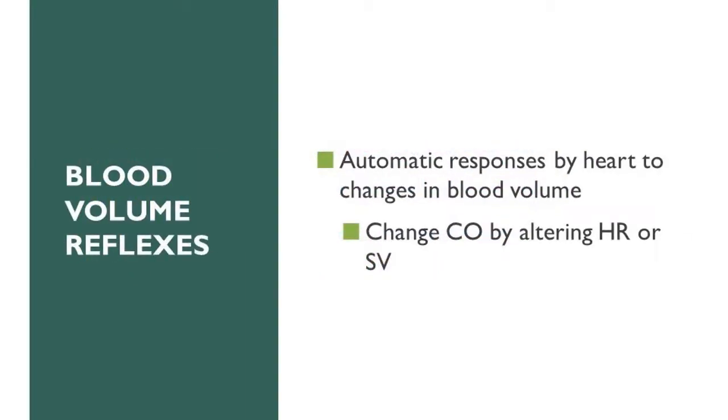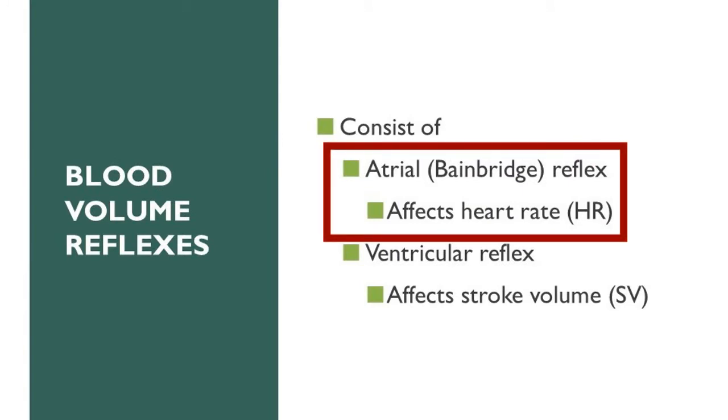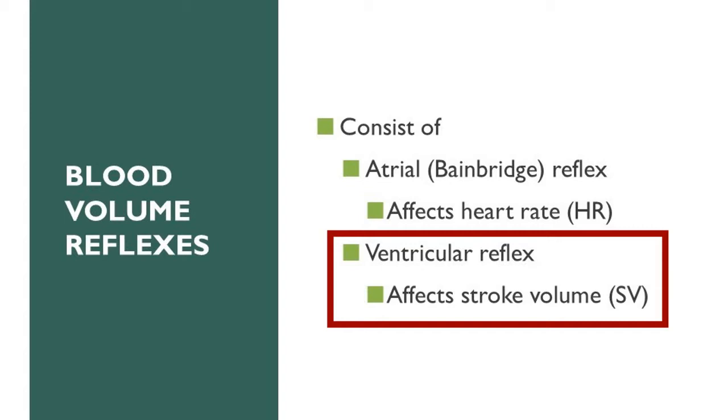Blood volume reflexes are automatic responses by the heart to the changes that occur in the blood volume. The change in the cardiac output is brought about by either altering the heart rate or the stroke volume. There are two blood volume reflexes: the atrial reflex, also known as the Bainbridge reflex. This reflex affects the heart rate. Another one is the ventricular reflex, which affects stroke volume.